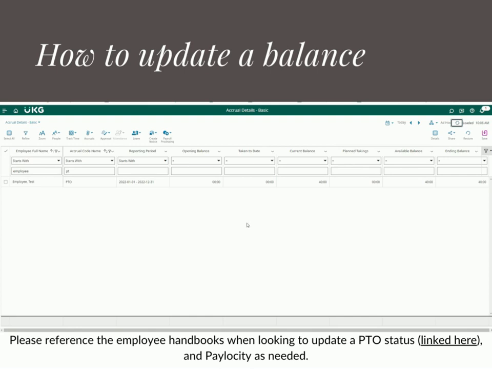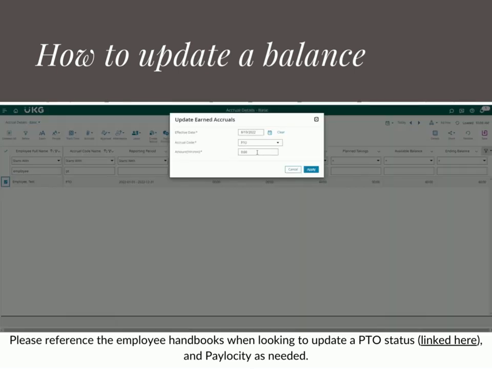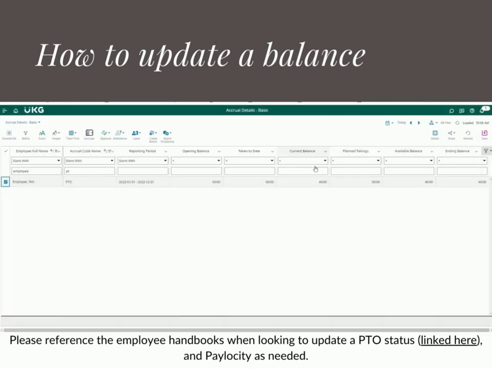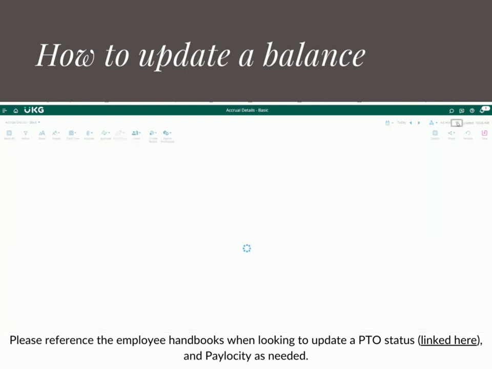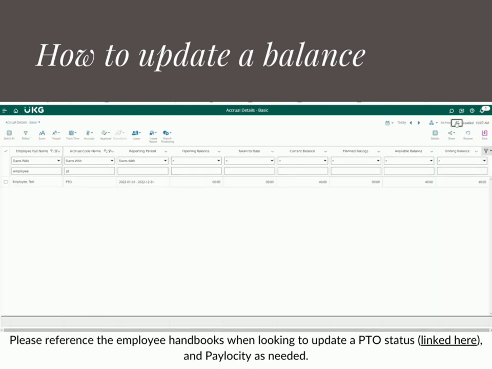As an example to show you how the other option works, we're going to adjust their time again. Let's say they needed to have 80 hours available rather than 40. What we can do is go to Update Earned Accruals, and we will type in 40 hours here, because with this option, it's adding the time to their current balance. So we'll click Apply. And again, it takes a moment to update. And you'll see that now their balance is 80.